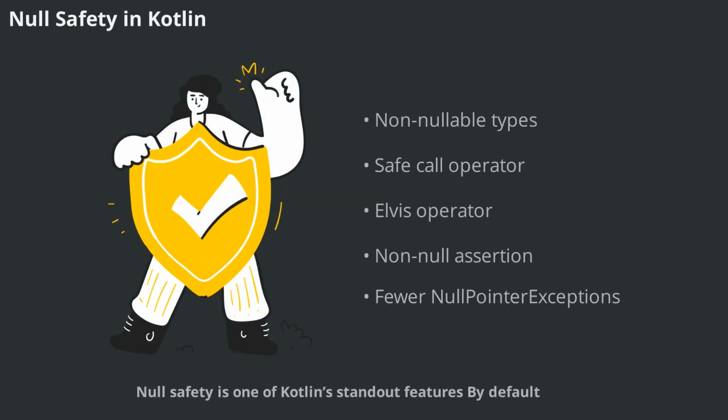Null safety is one of Kotlin's standout features. By default, types are non-nullable, which means you can't assign null unless you explicitly allow it with a question mark, like String?. Kotlin provides safe call operators, the Elvis operator, and non-null assertions to handle nulls safely. This reduces the risk of NullPointerExceptions, making your code more robust and reliable.